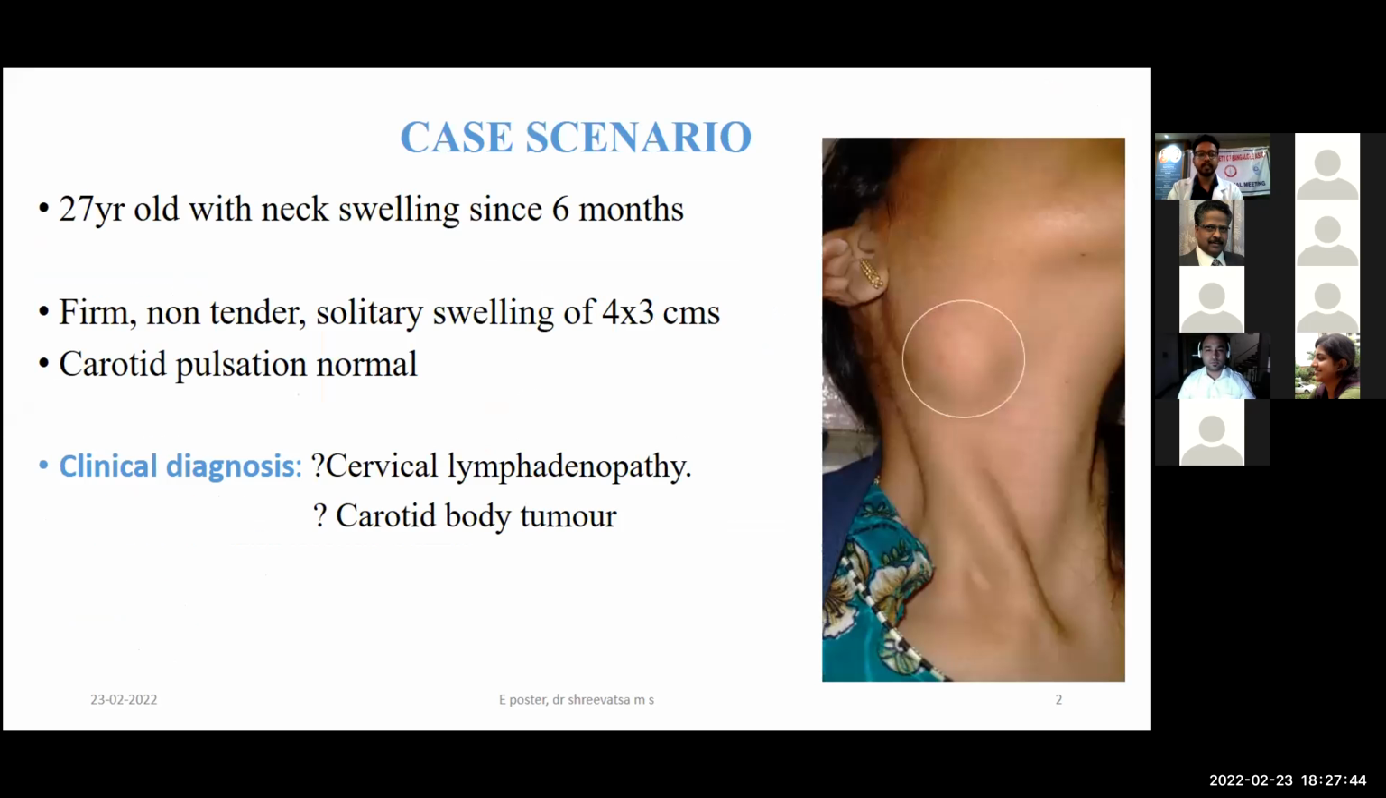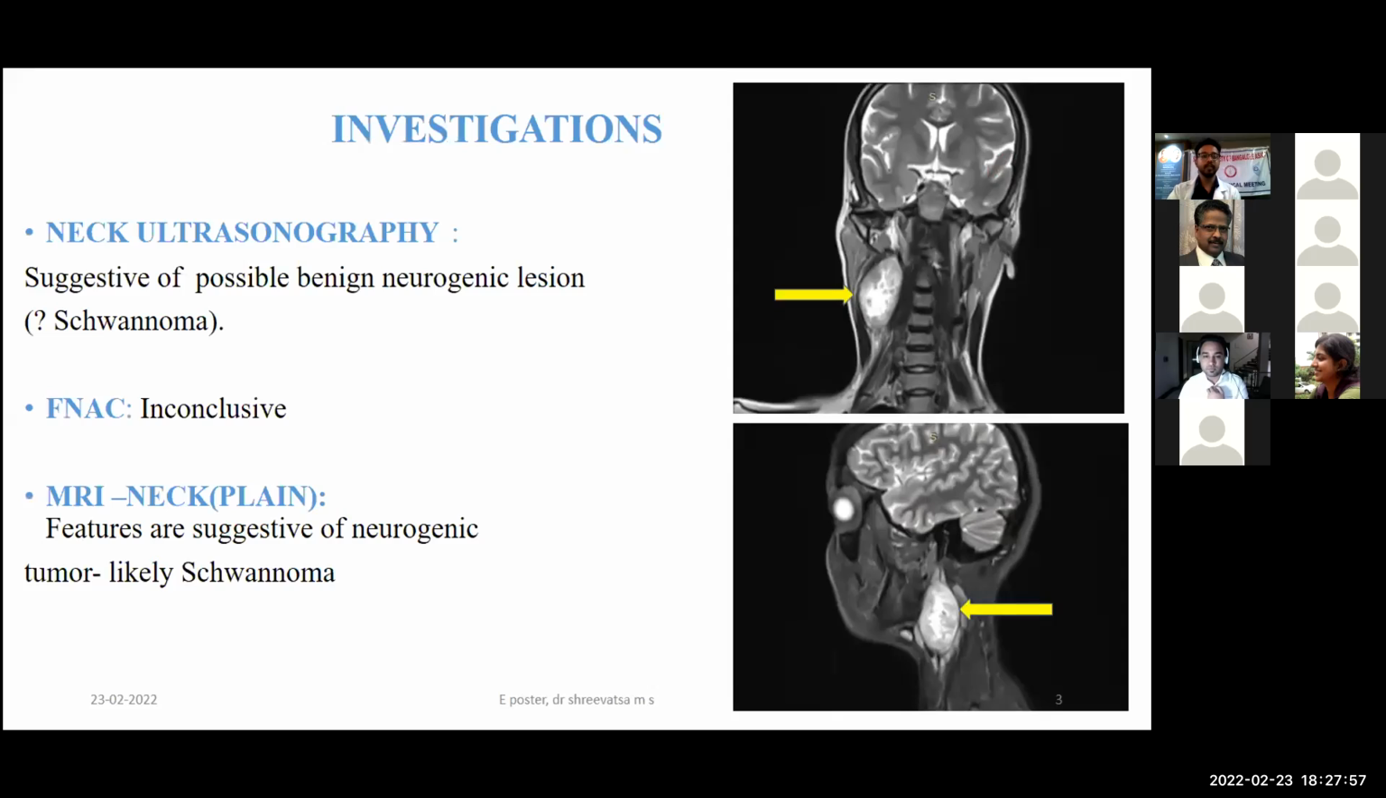A 27-year-old female patient came with a swelling since 6 months, which was a firm, non-tender, solitary swelling of 4 by 3 centimeters. Carotid pulsations were normal, and the clinical diagnosis was cervical lymphadenopathy. The neck ultrasonography showed features of a possible benign neurogenic lesion, and FNA was inconclusive. The MRI showed a lesion displacing the jugular vein laterally and the carotid artery medially.